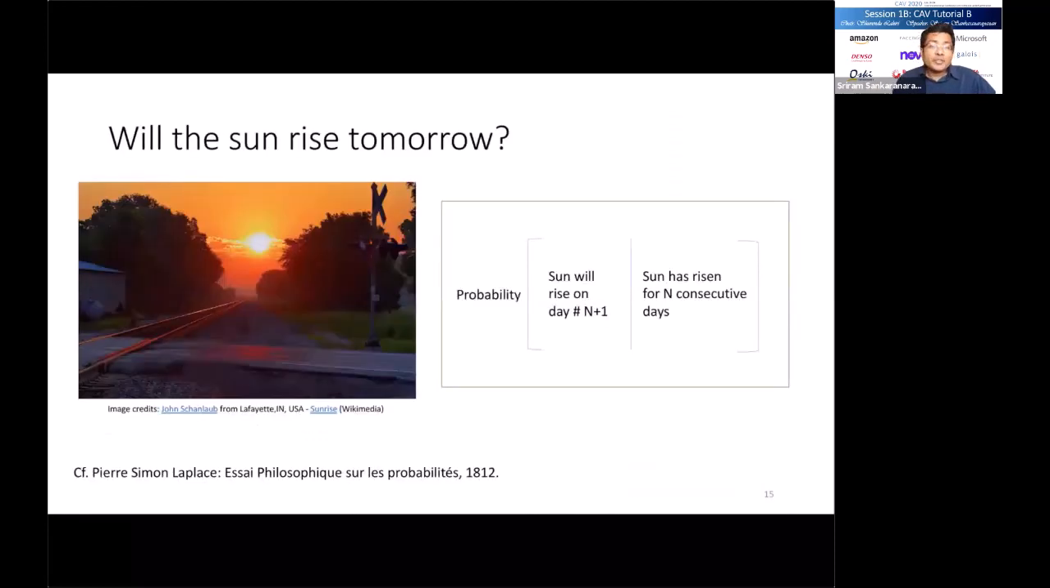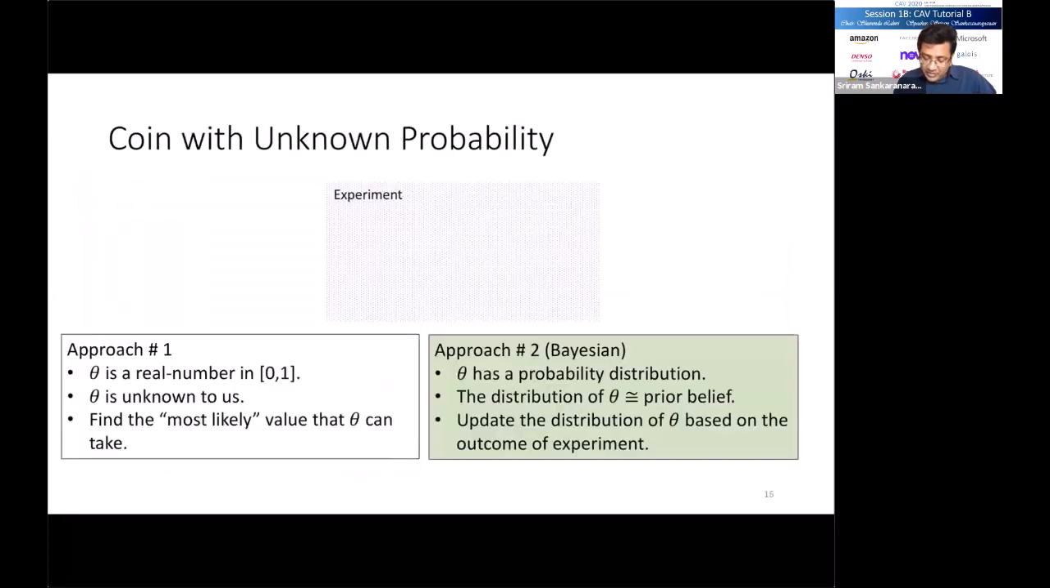Okay, so it all began back in the 17th, 18th, and 19th centuries. And here is a very nice question at the very beginning of Bayesian inference, which was asked by Pierre-Simon Laplace, who said, will the sun rise tomorrow? Or in probability terms, he wanted to answer a question like this. What's the probability that the sun will rise on the n+1th day, given that the sun has risen on n consecutive days?